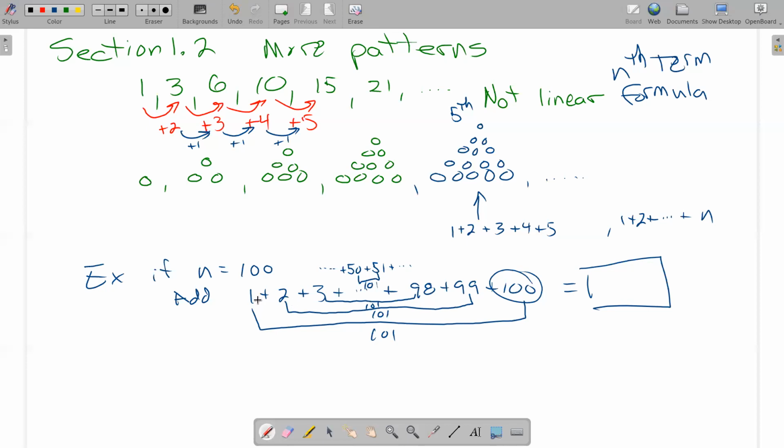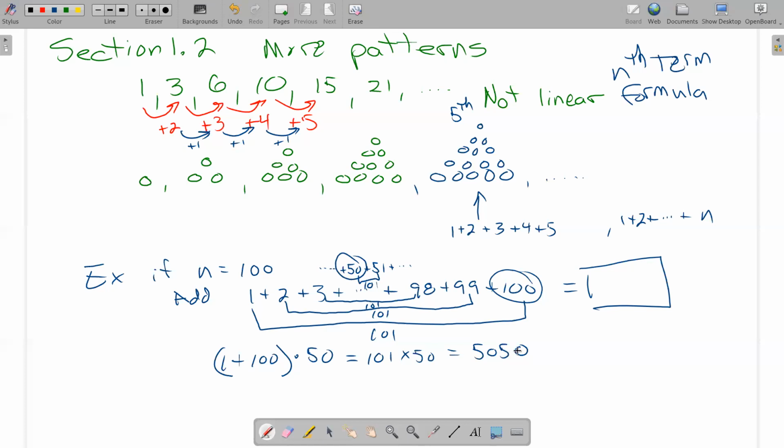So if I take my 100 and my 1 and add those up, that's where I got the first 101. And there are going to be 50 of those pairs here. That is going to be my sum, whatever 101 times 50 is, which turns out to be 5,050. We figured that out a different way last class.